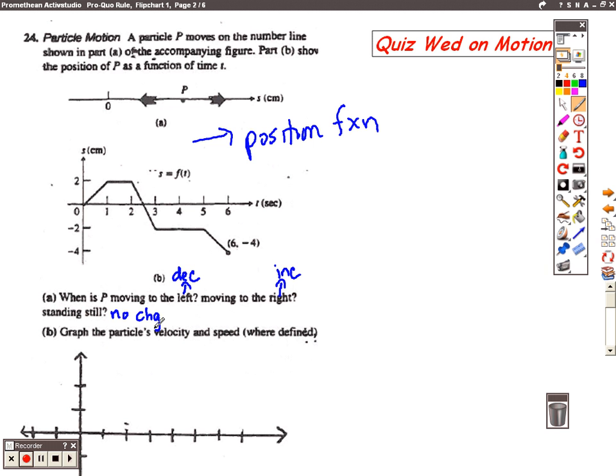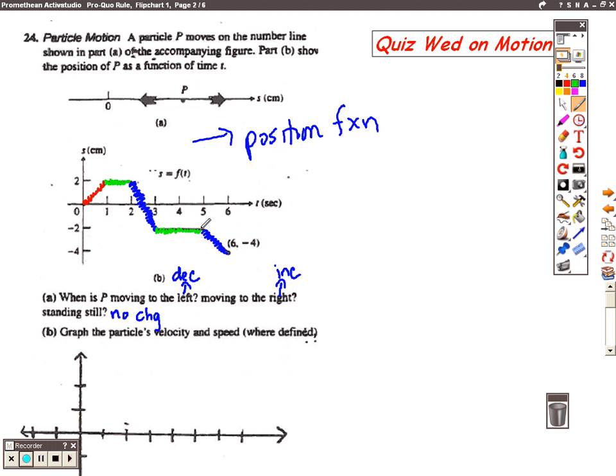So I'm going to highlight in blue the places where the particle is decreasing. So we can see clearly that when the particle is moving left, the graph is decreasing. I'm going to highlight in red the places where the particle is moving to the right, which means that the graph of the function would be increasing. And then I'm going to highlight in green the places where the particle is remaining constant. So for example, in that region, the particle remains at 2 centimeters the whole time.